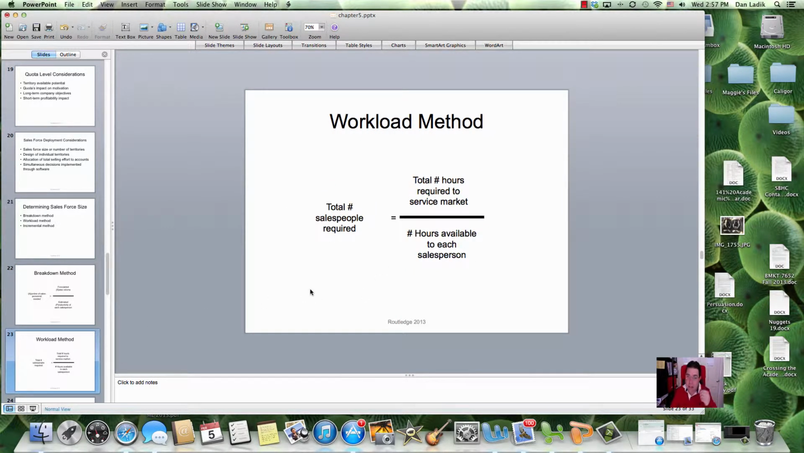Workload is if you have more information, and you're looking at the total number of hours, and you're able to have a pretty confident calculation of, given your product, service, and marketplace, you're doing it by an hourly kind of scenario. And then how many hours does each salesperson really have to this particular task? Based on this number and this number, we get the total number of salespeople.